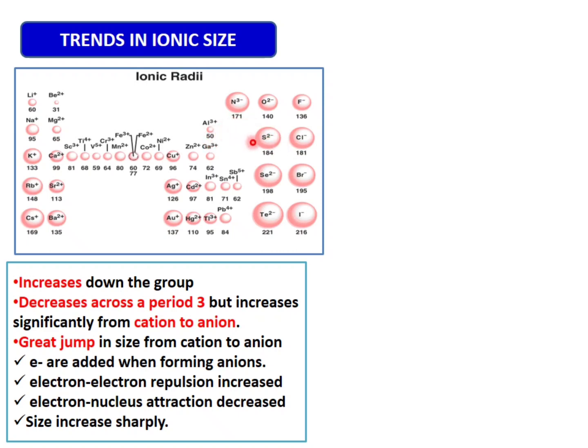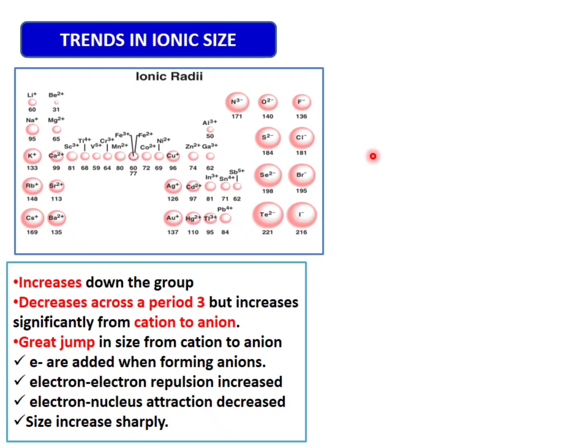Kenapa berlaku macam ni? Later I will explain. Okay, ini cuma general lah, kenapa berlaku great jump in size from cation to anion. Because we know that for anion, the atom will gain electron, so dia akan jadi anion. So electron repulsion will increase, electron nucleus attraction will decrease. That's why the size increases sharply from cation to anion. Okay, so later I will explain more detail about the trend in ionic size after this.